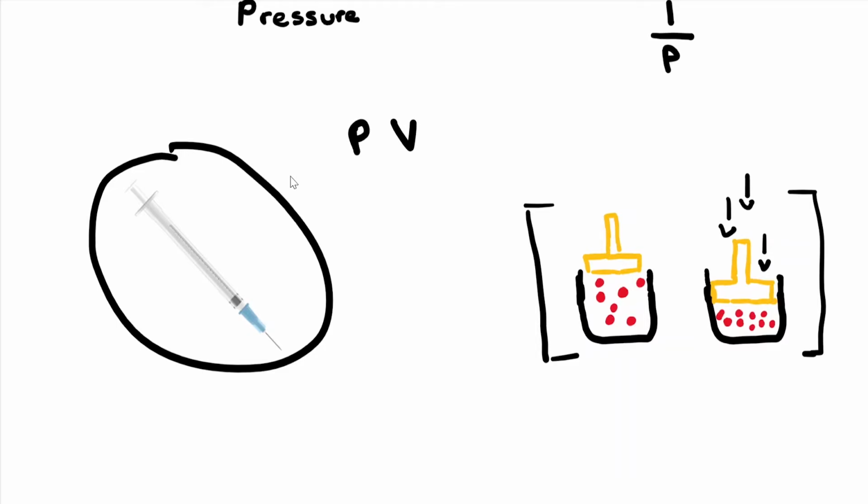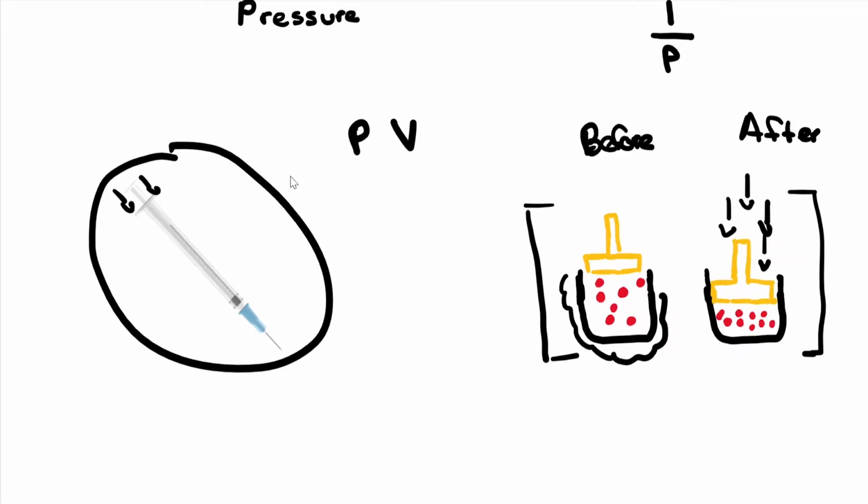Now, if you were to squeeze on this syringe, put pressure into it, go all the way in, this is what it would look like. So this is the before, and this is the after. Here's a sample of gas, represented by these red dots, and this is the force being applied. Initially, there is quite a bit of volume in this box. After, once this force comes down, the volume is decreased, but the pressure is increased here.